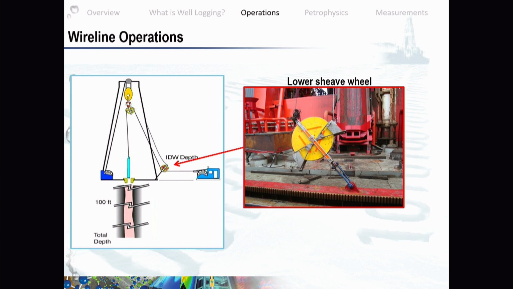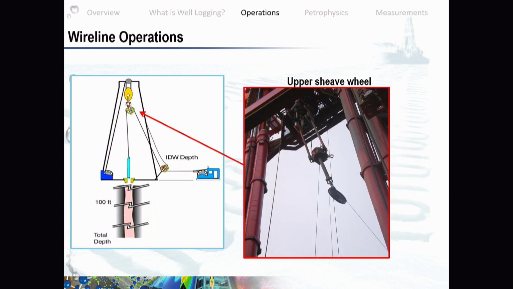The bottom one is called the lower sheave wheel. This sheave wheel is at the rig floor, so it is under high tension, and you should avoid getting close to it. In well site operations, you need to do everything very safely, with certain precautions. And this is the upper sheave wheel, from where the cable spools and comes down.